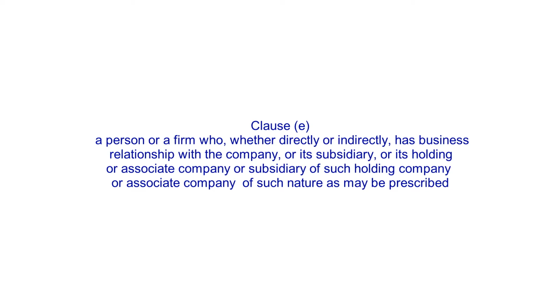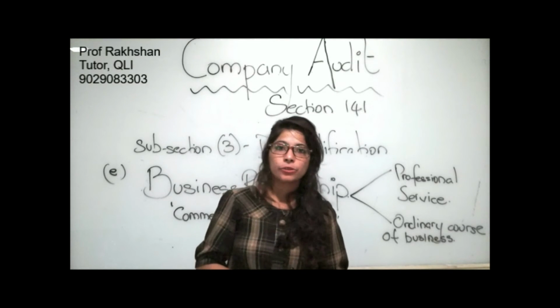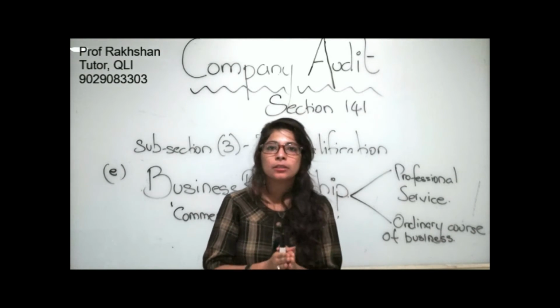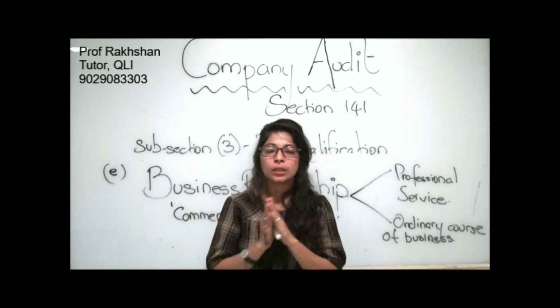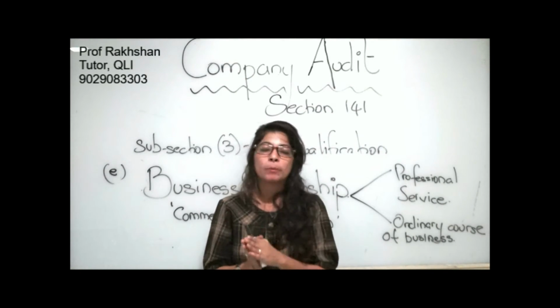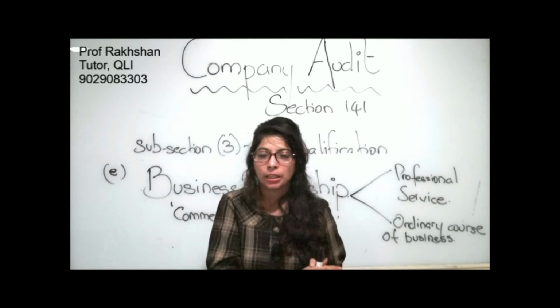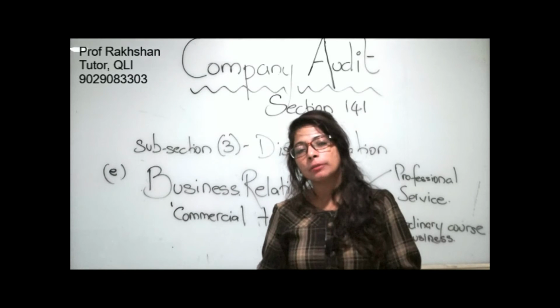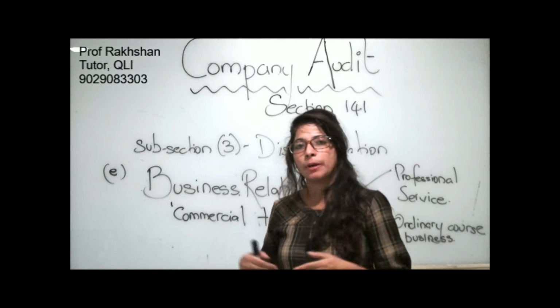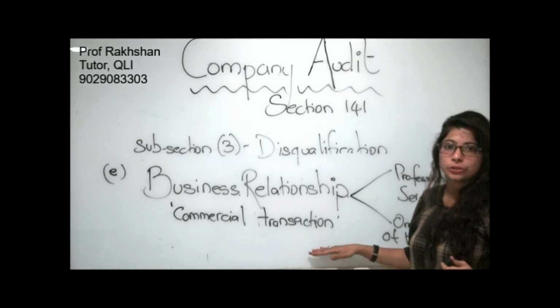Clause E: a person or a firm who, whether directly or indirectly, has a business relationship with the company or its subsidiary or its holding or associate company, or subsidiary of such holding company or associate company, of such nature as may be prescribed. Moving on to the next condition, it says that any person having a business relationship with the company will not be eligible, or will be disqualified, to be appointed as an auditor of the company. Now, business relationship in the proviso, what does it say? It talks about the nature of commercial transactions.